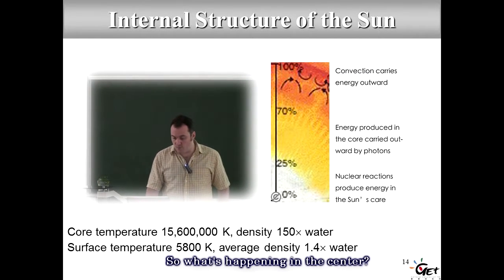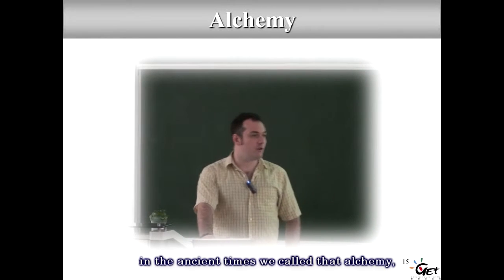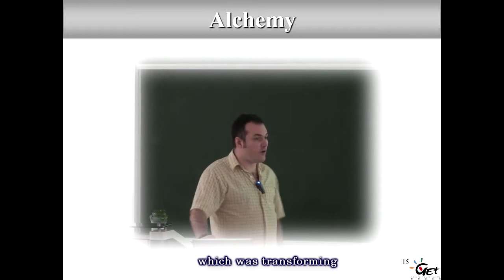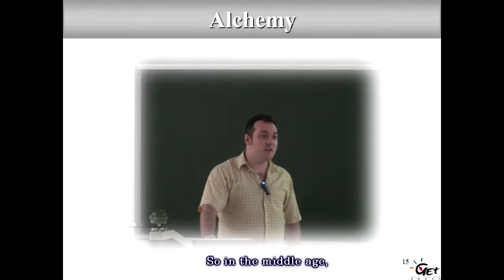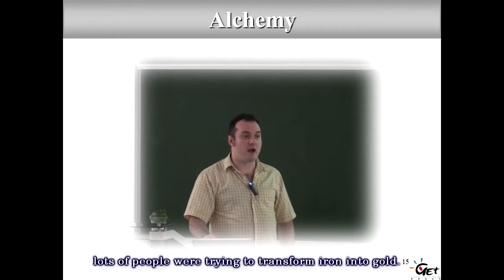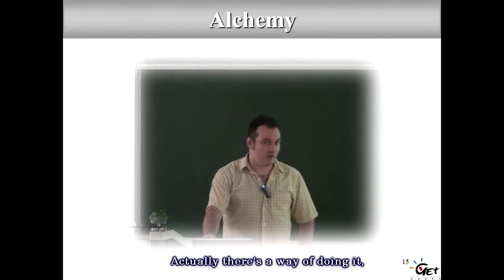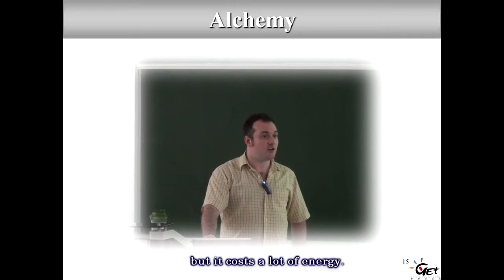Okay? So, what's happening in the center? Well, in ancient times we called that alchemy, which was transforming anything into gold. In the Middle Ages in Europe, lots of people were trying to transform iron into gold. Actually, there's a way of doing it, but it costs a lot of energy.